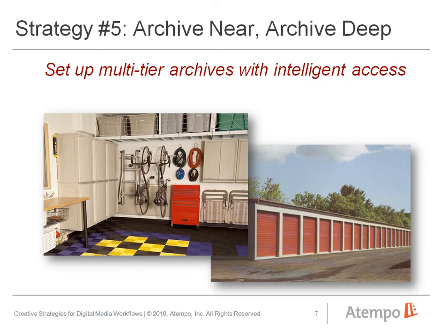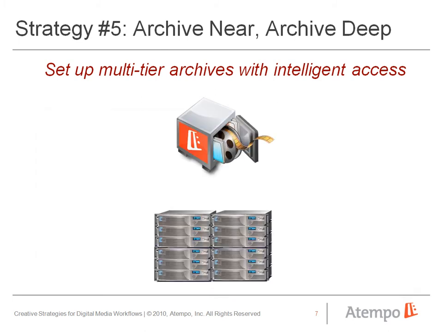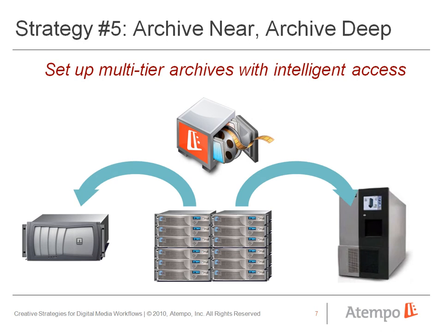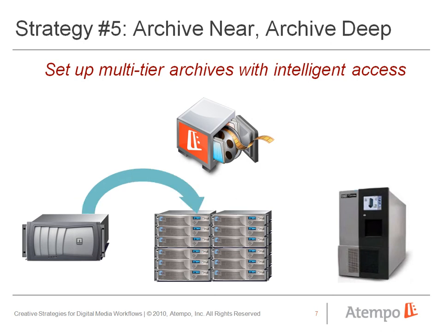Strategy 5, archive near, archive deep. Set up multi-tier archives with intelligent access. Since not all content needs to be readily available, your archive should support both a disk-based nearline for quick access and a tape-based deep archive. Your archive should be smart enough to automatically retrieve from the nearline until the content is aged out and only available on the deep archive.